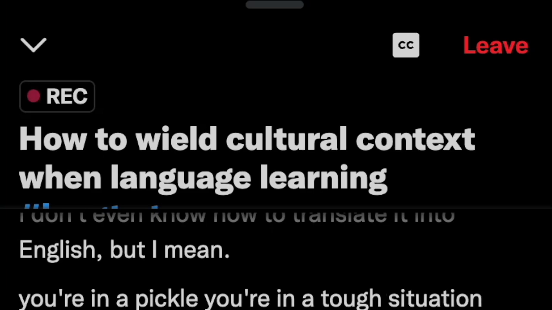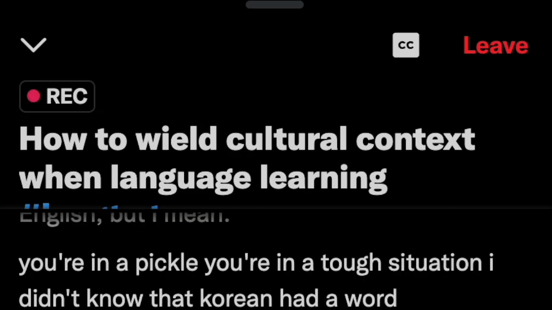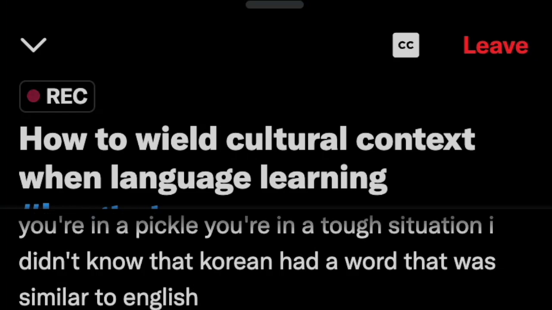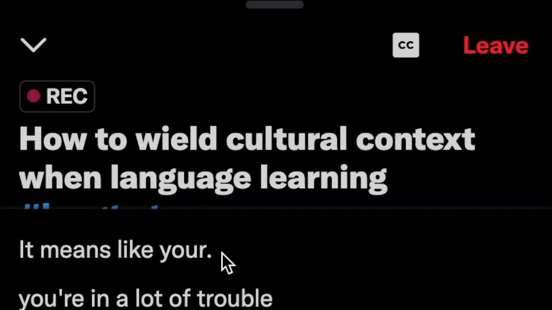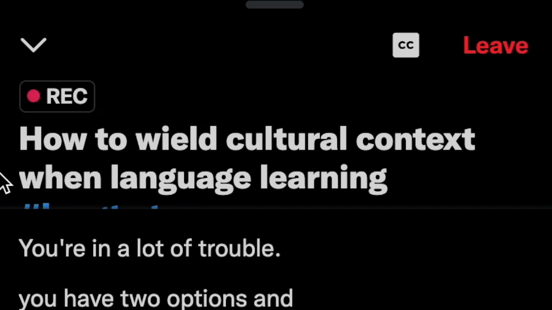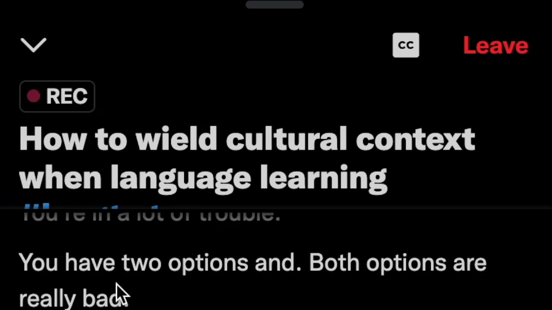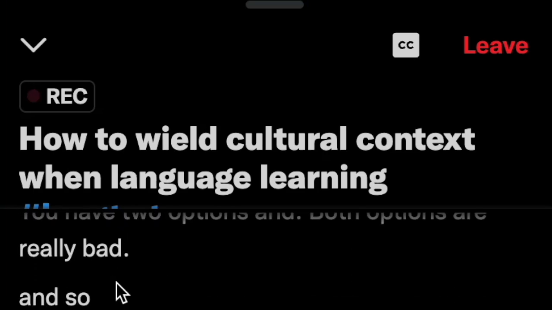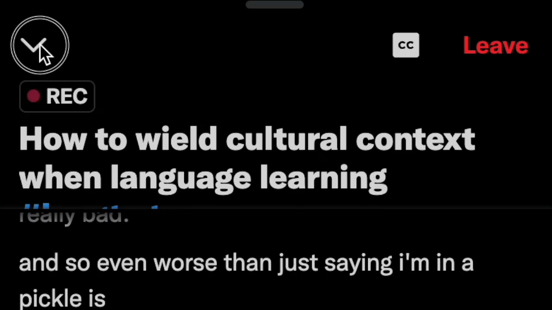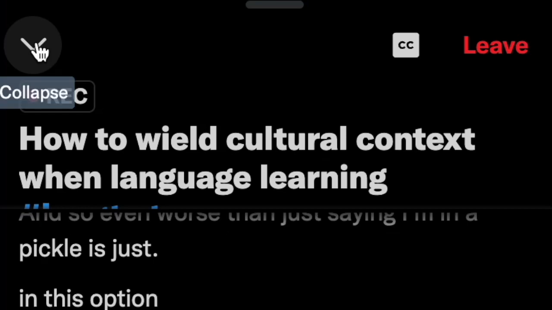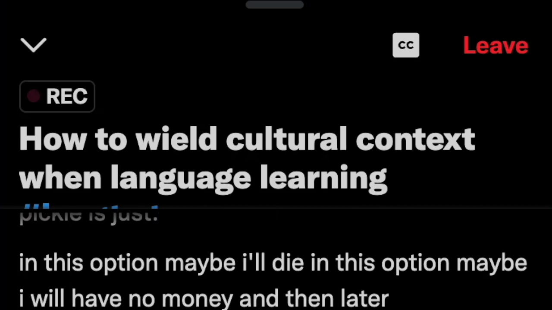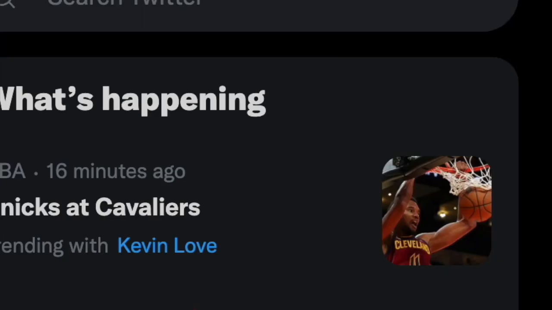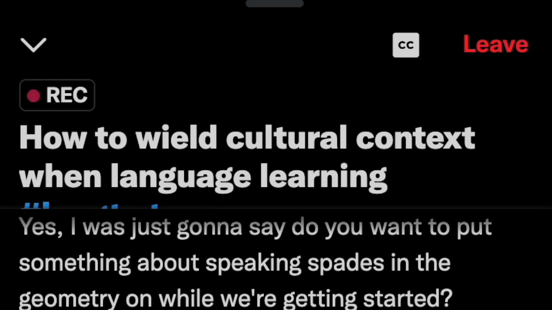I didn't know that Korean had a word that was similar to English, but it means you're in a lot of trouble. You have two options, and both options are really bad. Even worse than just saying I'm in a pickle, it's like, in this option, maybe I'll die. In this option, maybe I will have no money, and then later I will die. Kind of vibe.